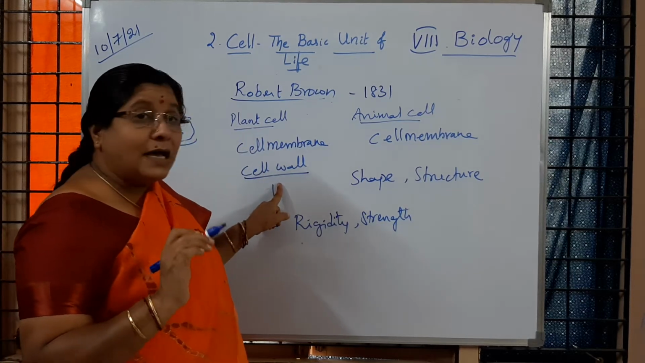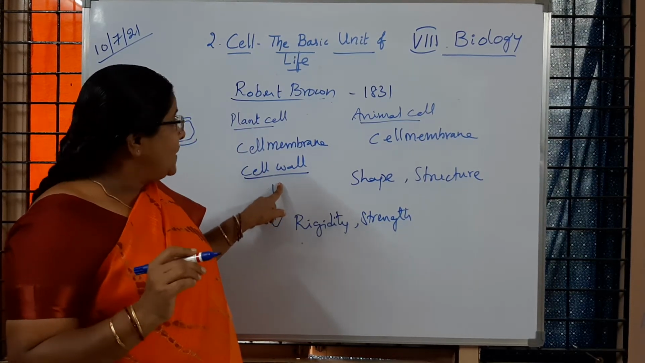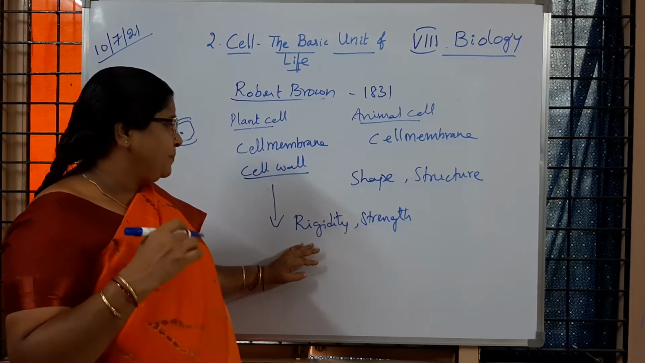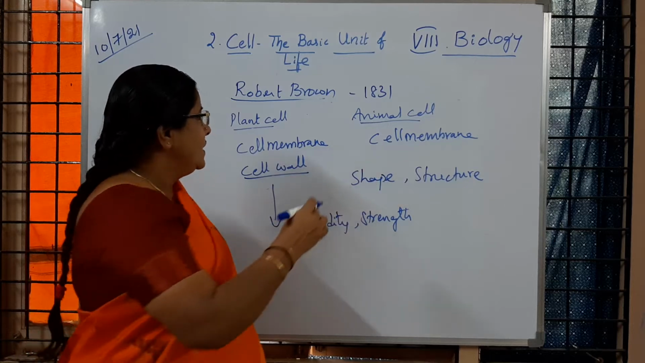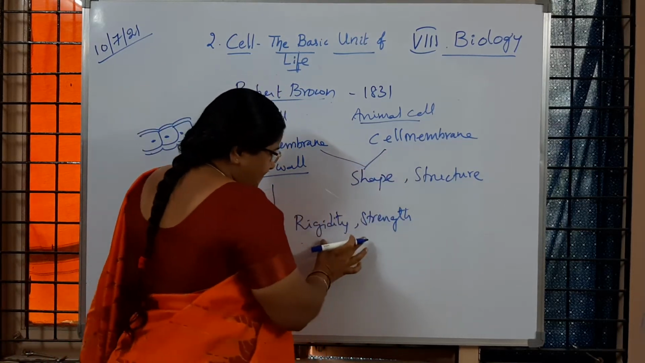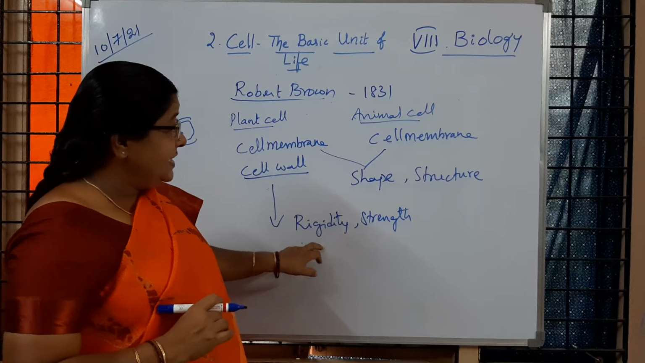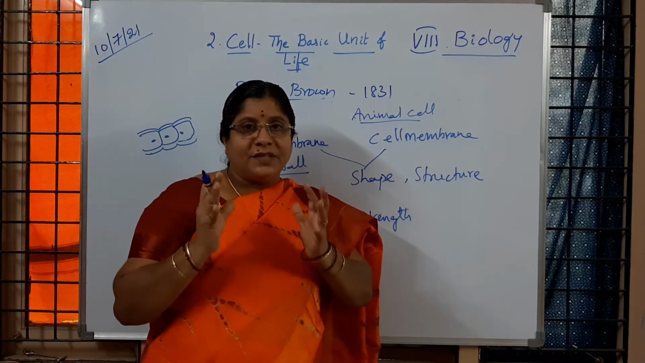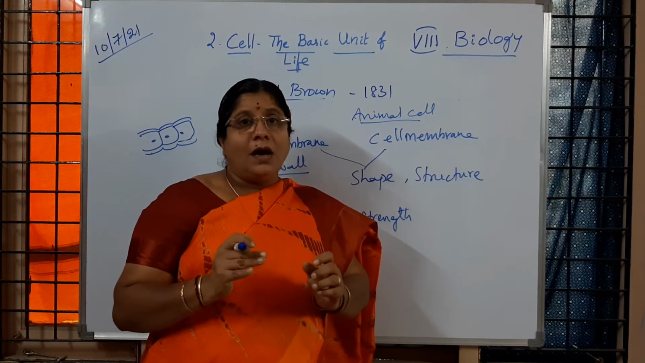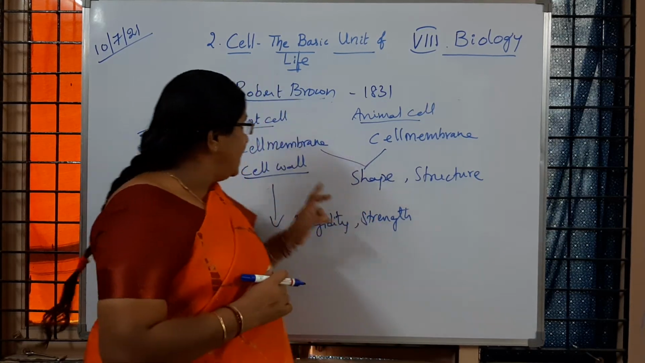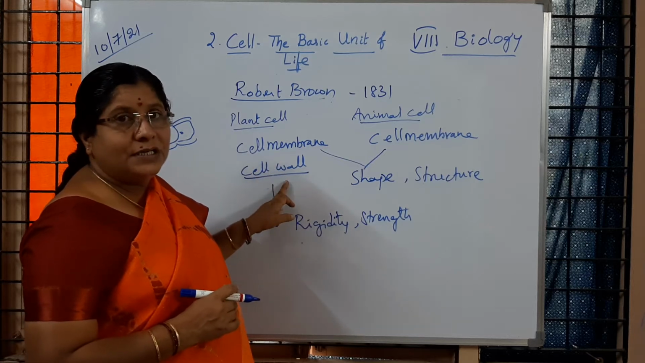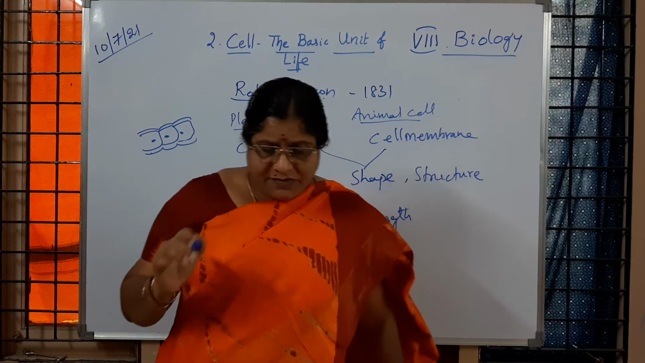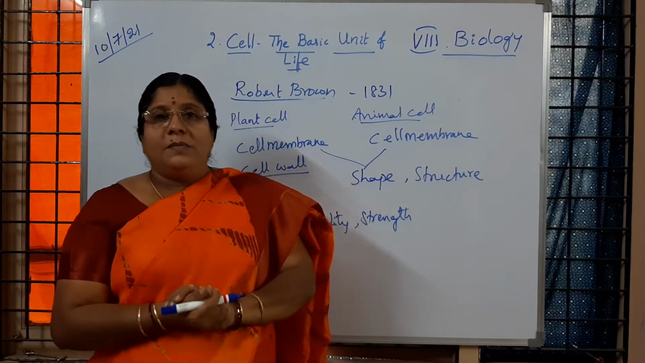So the cell wall is another extra layer which is present only in plant cells. Shape is given, no doubt, with the help of the cell membrane only, and the cell wall is giving rigidity, strength, and protection to the plant cells. The entire weight of the plant is held because of this cell wall. Is it clear to children? Like that, the cell wall is helping in giving protection to the plant cell.